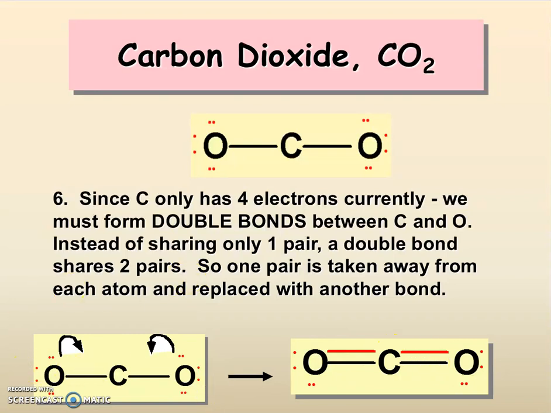So this happens any time where you run out of electrons in your bank, but your central atom is still not stable. You have to bring in electrons to stabilize it.